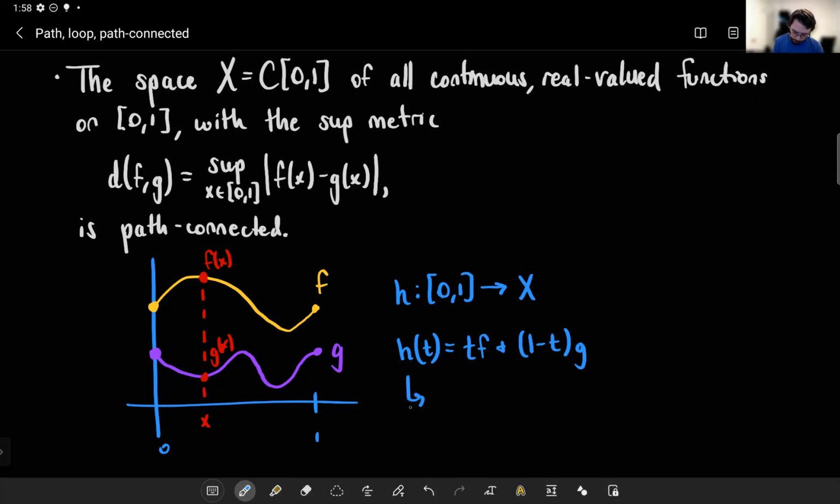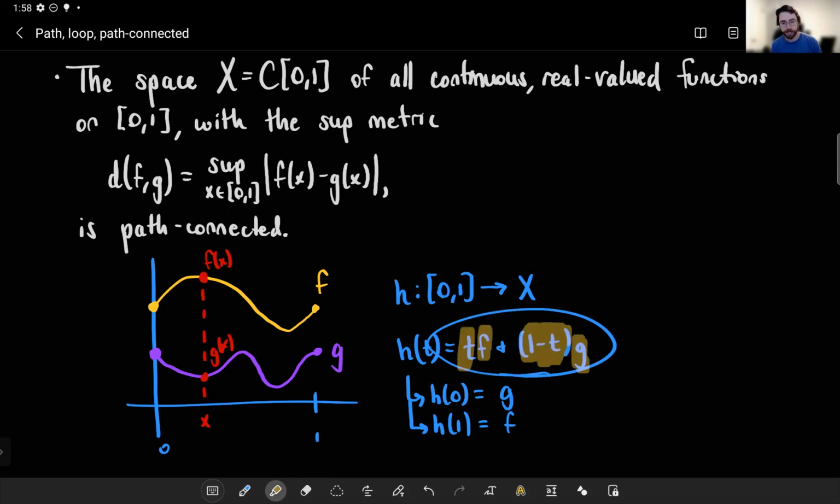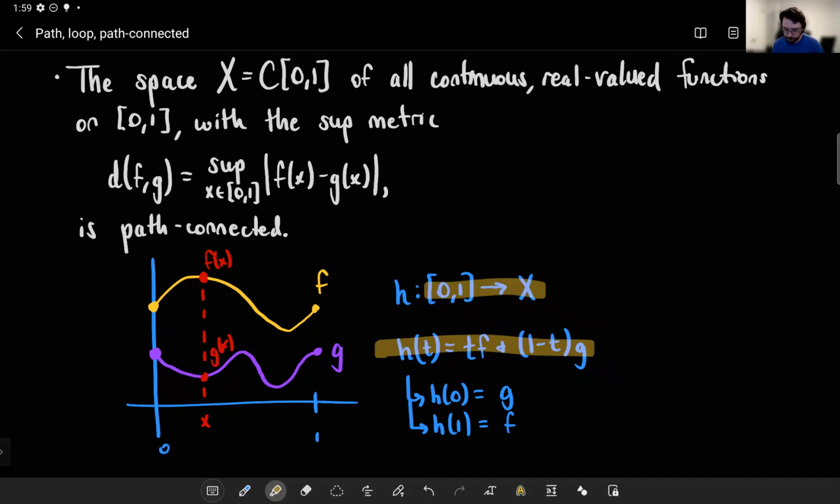And then what do you see? Well, you see two things. H of 0, I guess I'm going backwards, I'm going from G to F. H of 0 would be 0 times F plus 1 times G, so that's G. And H of 1 would be 1 times F plus 0 times G. So this is certainly a continuous function because F and G are continuous, and I'm just multiplying continuous functions by some number t or 1 minus t, and the sum of two continuous functions is continuous. So as a whole, H is a continuous map from the closed interval to the space of continuous functions, where I start at G and I end at F. And G and F were arbitrary. No matter what functions I pick, I'm effectively tracing out a path from G to F.